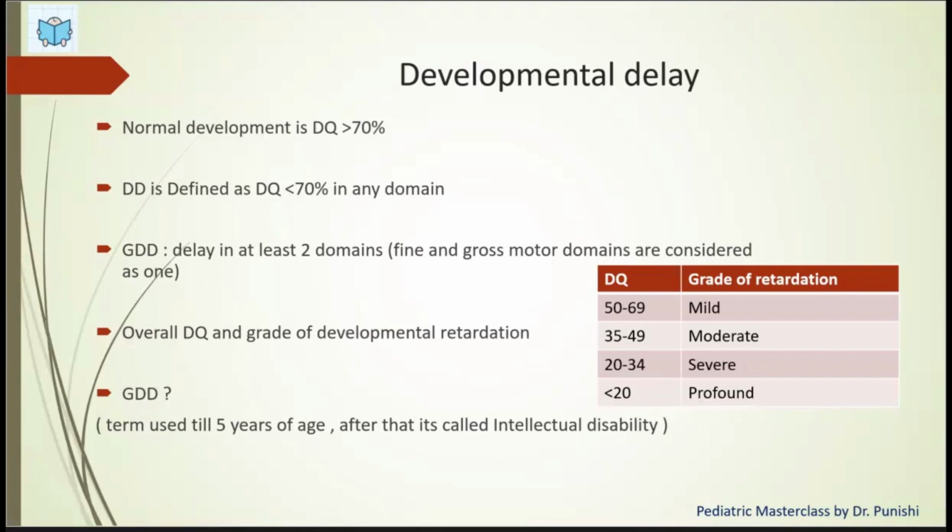So you might have delay in, say, motor and language, or motor and speech, or motor, language and speech, everything. So that's when you say that the child has global developmental delay.